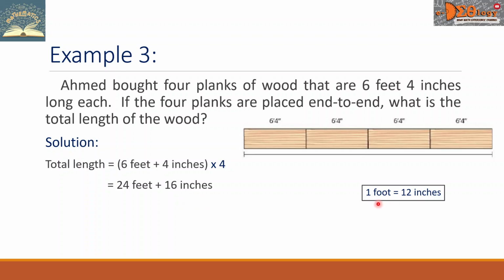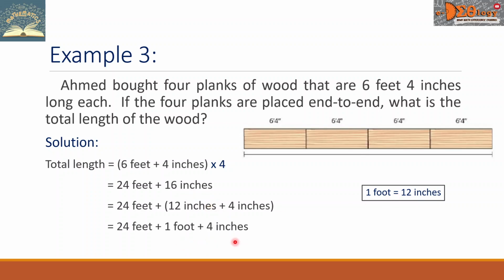We know that in 1 foot there are 12 inches. What we're going to do, we're going to split the 16 inches into 2 parts. One is 12 inches plus 4 inches. And this 12 inches here, we will replace by 1 foot. So it becomes like this. And then we combine the 24 feet plus 1 foot. So we have 25 feet. And then the 4 inches we copy down here. This is the final answer.